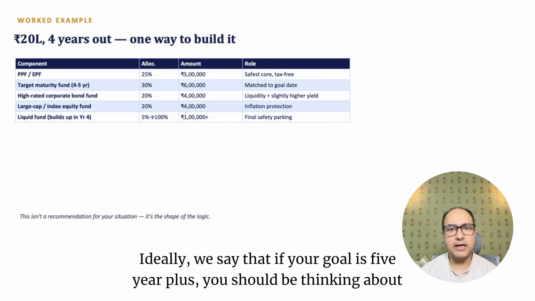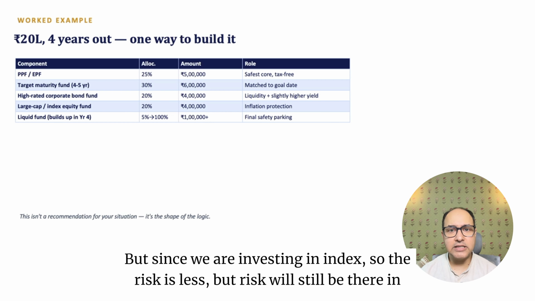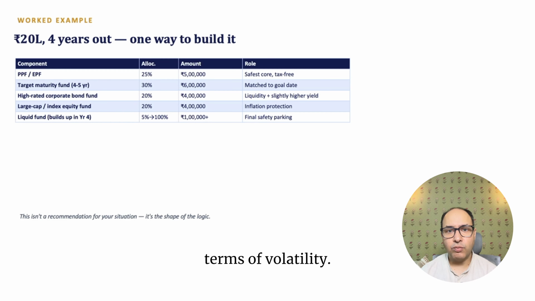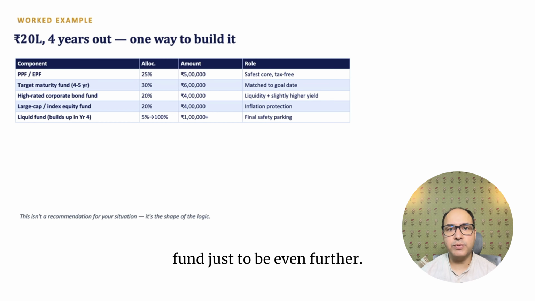Ideally, we say that if your goal is 5 year plus, you should be thinking about equity. But since we are investing in index, so the risk is less, but risk will still be there in terms of volatility. So you can even reduce this and probably increase corporate bonds or target maturity fund just to be even further safer in terms of your allocation.